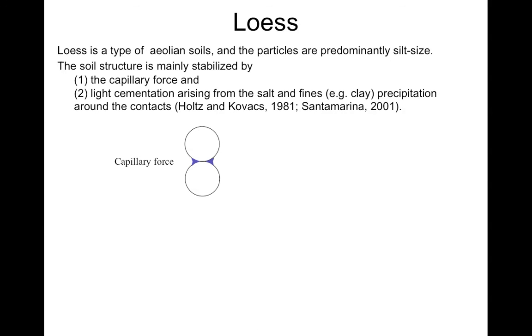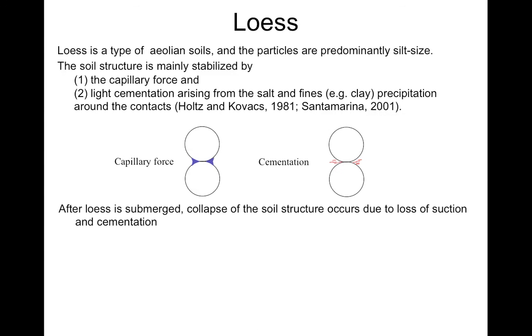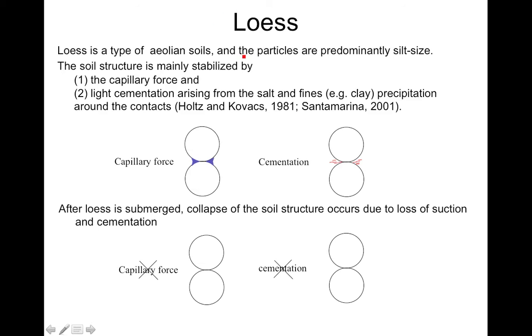And another type of soil that is particularly important in many parts of the world is a loess. A loess occurs over large parts of Europe and China. And it's an aeolian soil, so a soil that's been blown in by the wind. And because it's wind-driven deposition of particles, they're predominantly silt-sized.